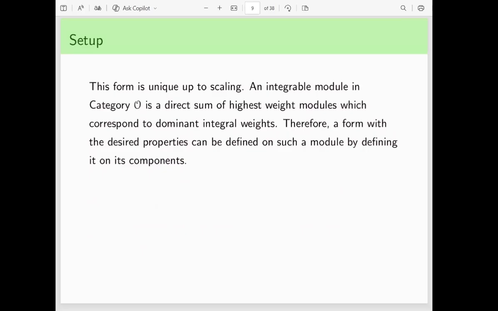This form is unique up to scaling, and any module in category O is a direct sum of highest weight modules. So on each of the components, we can define this Shapovalov form. But because on each of the components you can choose different scaling, the form is no longer unique. So here, since we're dealing with tensor products, I'm going to fix a canonical choice of the Shapovalov form, where it's just going to be multiplication of the Shapovalov forms on each component.